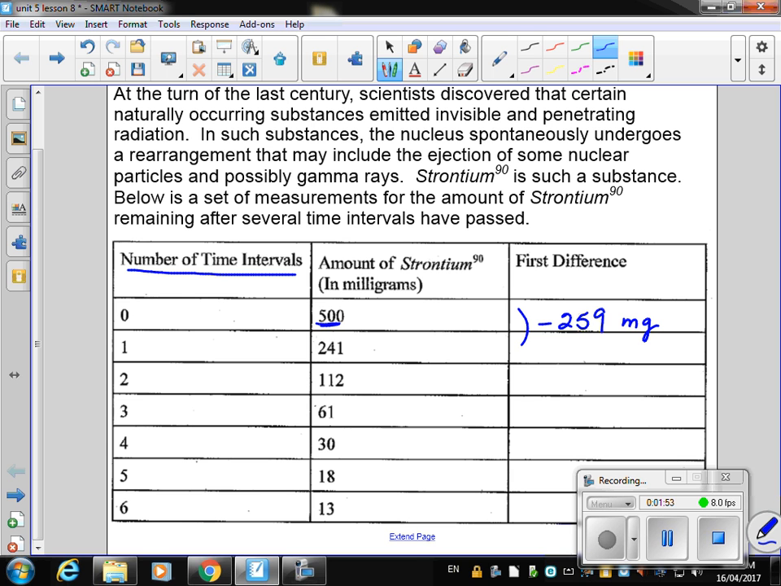Going down from 241 to 112, I have gone down by 129 milligrams. 112 to 61 is 51. So we're not going down by as much each time. But if you look at the numbers, they kind of look like they're close to half each time. So it certainly looks like exponential decay, doesn't it?